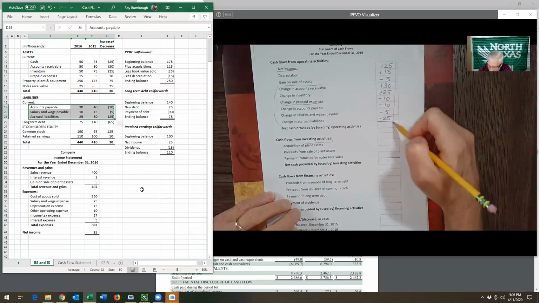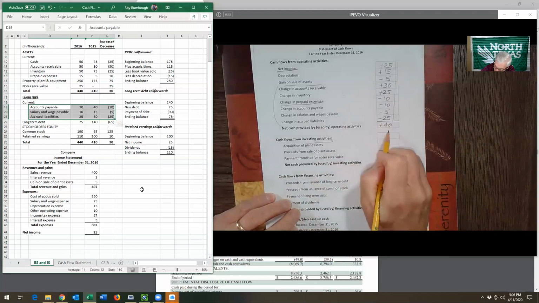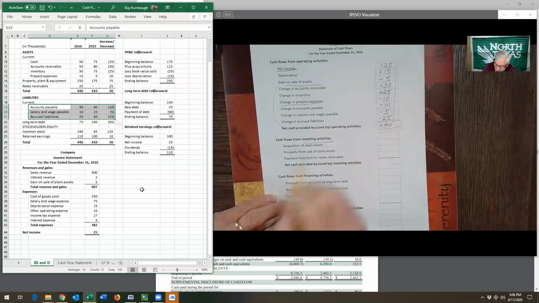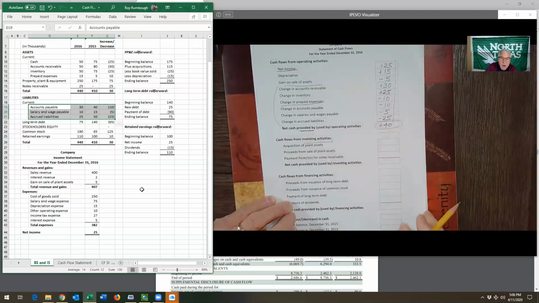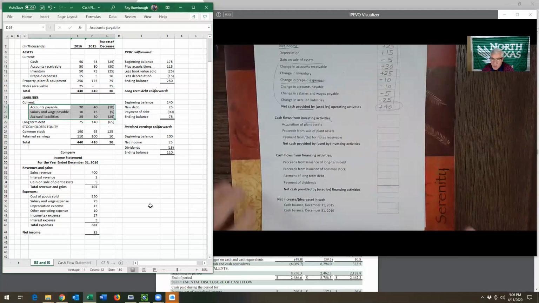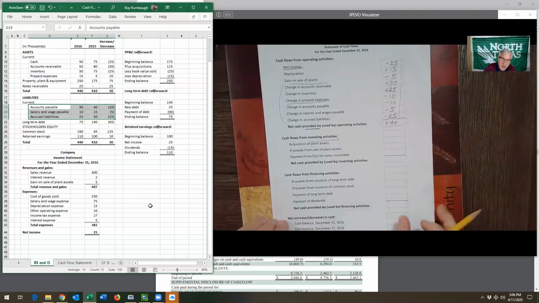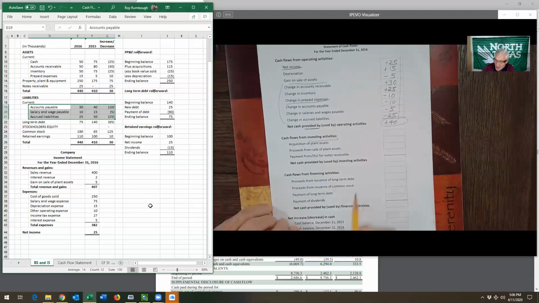Now I add all these things up and I get to plus 40. So this company had $40,000 in cash provided by operating activities. So their operating activities are doing good things for them on the cash front and generating $40,000 in cash. Look, their net income was only $25,000 and they ended up generating $40,000 in cash. I know it's a fake company, but I got to be a business person here, and it's generating $40,000 in cash.